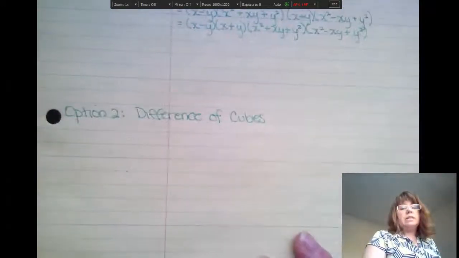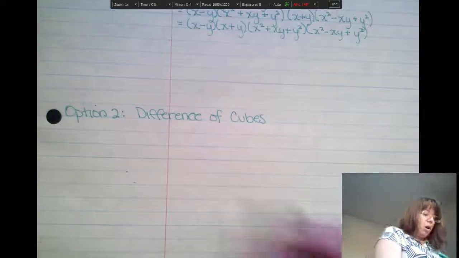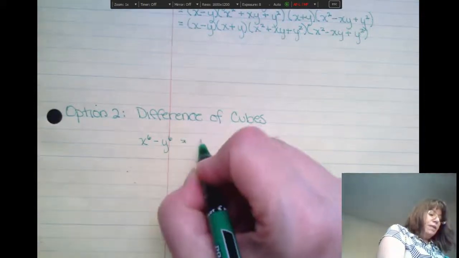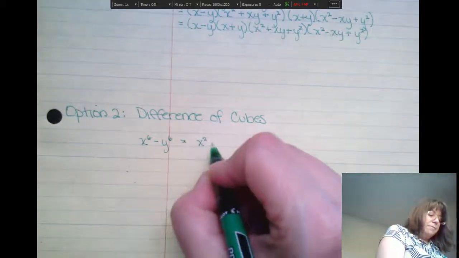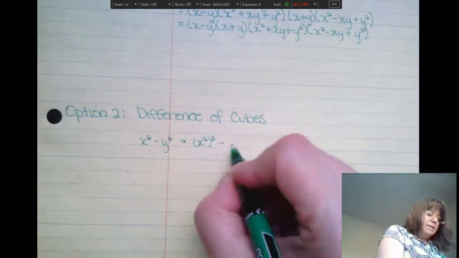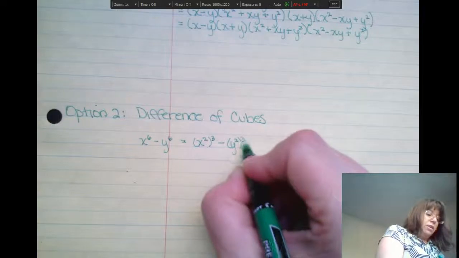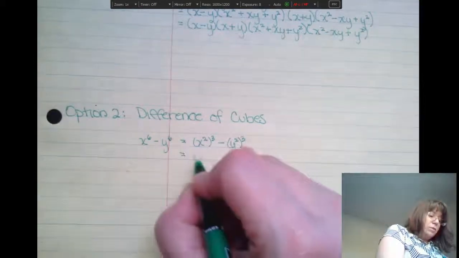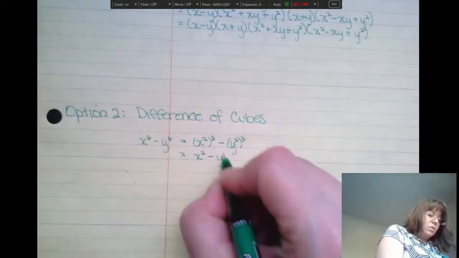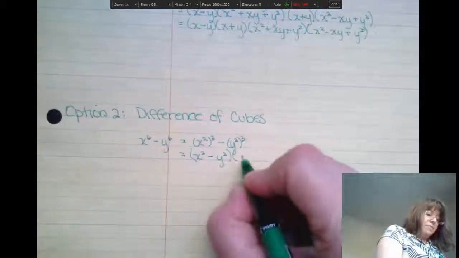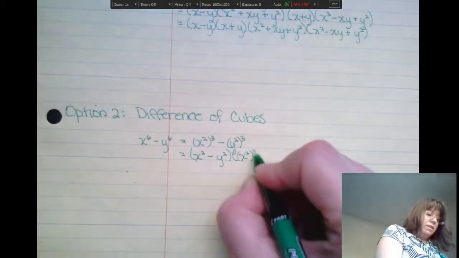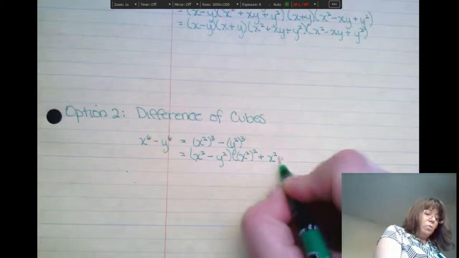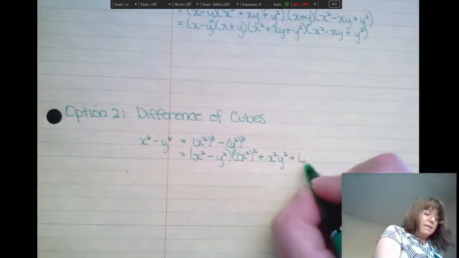Now let's try using the difference of cubes to solve the same problem. So x to the 6th minus y to the 6th will break down into x squared cubed minus y squared cubed. Now I have the difference of cubes, so it's going to be x squared minus y squared times x squared squared plus the two terms multiplied, x squared y squared, plus the second term squared.